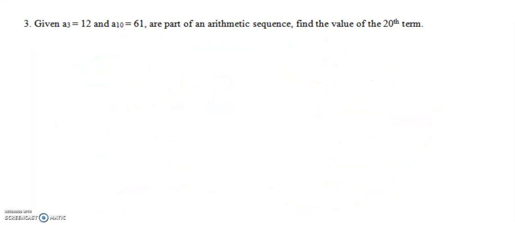The next example is similar to number 2, but has a little bit more to it. Given that the third term, the output's 12, and the 10th term, the output's 61, they're part of an arithmetic sequence, we want to find the value of the 20th term. So eventually, we want to plug 20 in for n. But first, we need to find the equation.